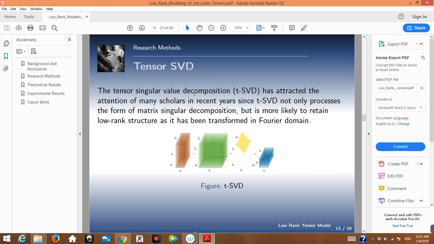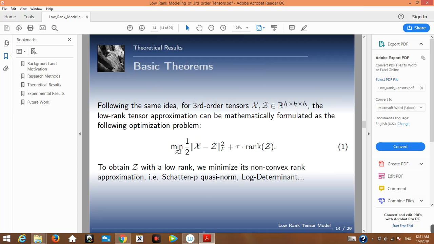By using the tensor SVD, it is very easy to solve such a tensor approximation problem. That is, given a third-order tensor X, we want to find another tensor Z, which has a low rank, to approximate the tensor X. So the optimization objective function is in this way. However, here the rank of Z is NP-hard to compute. So we need to use another function to approximate the rank of Z.